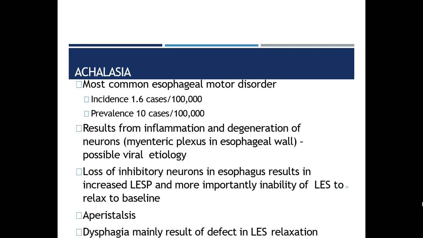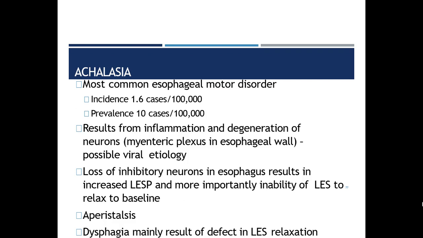Now what is achalasia? It is the most common esophageal motor disorder. Incidence is 1.6 per 100,000 and 10 cases are prevalent in 100,000. It results from inflammation and degeneration of the neurons. Now see, there is the myenteric plexus in the esophageal wall where these neurons become degenerated, and this is because of viral etiology. Loss of the inhibitory neurons in the esophagus results in increased lower esophageal sphincter pressure, and more importantly, inability of the lower esophageal sphincter to relax to baseline.